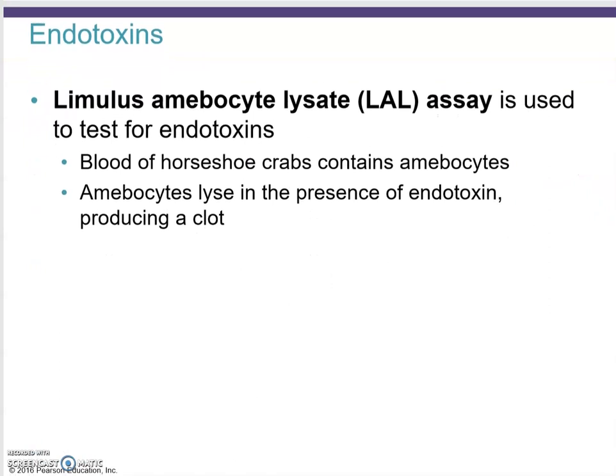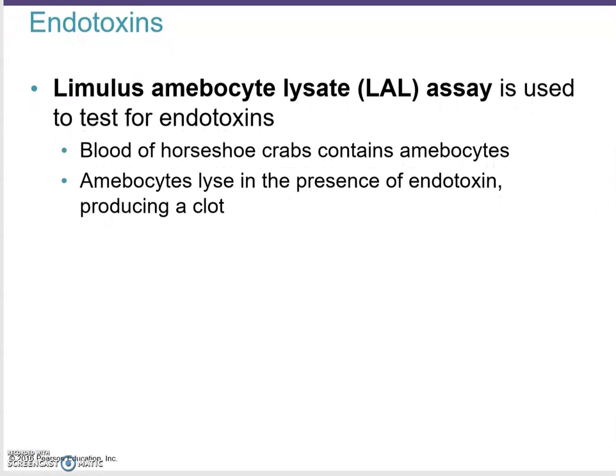Moving on here to an assay that is very sensitive to detect the presence of endotoxins. And it's called the Limulus amebocyte lysate, or LAL assay. Basically the way it works is you're using Limulus, which is the Atlantic horseshoe crab, which contains amebocytes. The amebocytes lyse in the presence of an endotoxin and produce a clot, and the degree to which this clot is produced is a measure for how much endotoxin is present.